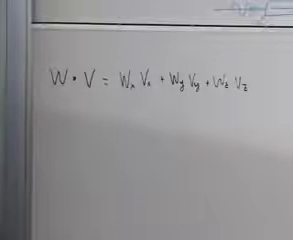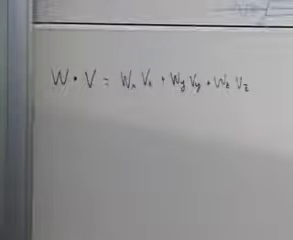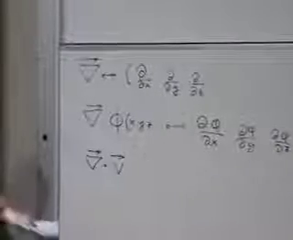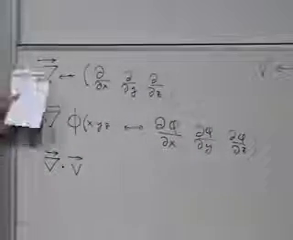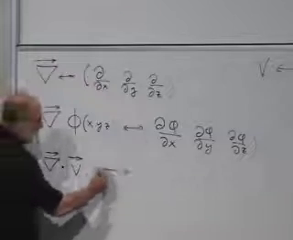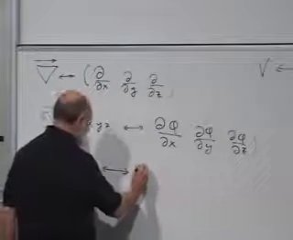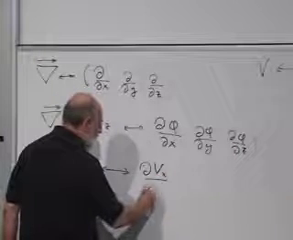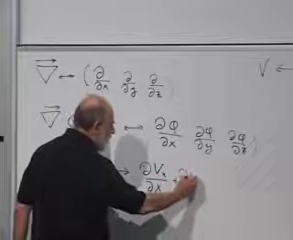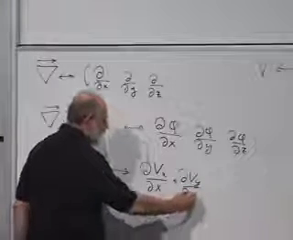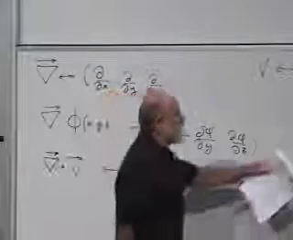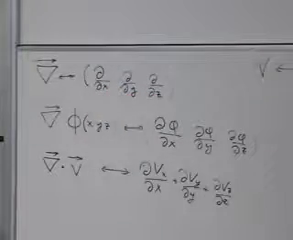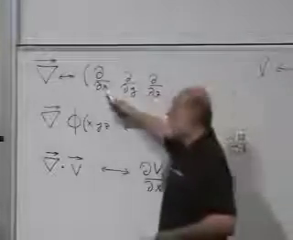All right, by the same rule, we simply pretend that the symbol del stands for a vector. It's like W, but it's not a real vector. It's just a set of operations. And what this gives is the derivative of Vx with respect to x plus the derivative of Vy with respect to y plus the derivative of Vz with respect to z. In other words, it has the same form except replace W by this set of derivative operators.